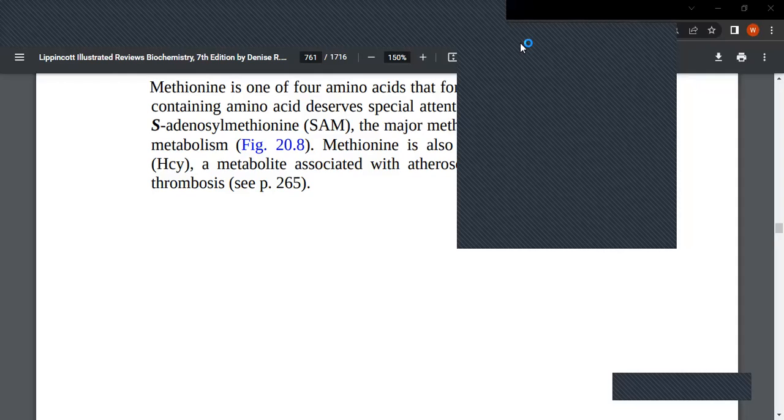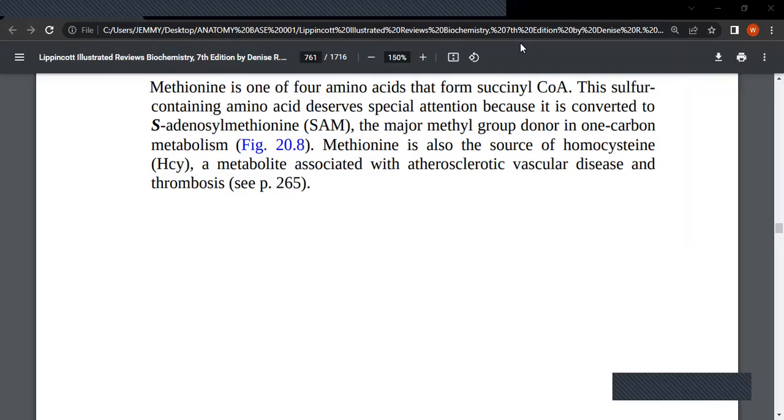Welcome all. In this session, we'll be looking at the metabolism of methionine. Methionine is a very important amino acid in the body. It is one of the 4 amino acids that usually form succinyl-CoA. Remember the other 3 include valine, isoleucine, and threonine. So those 4 will form succinyl-CoA, and methionine is a glucogenic amino acid.